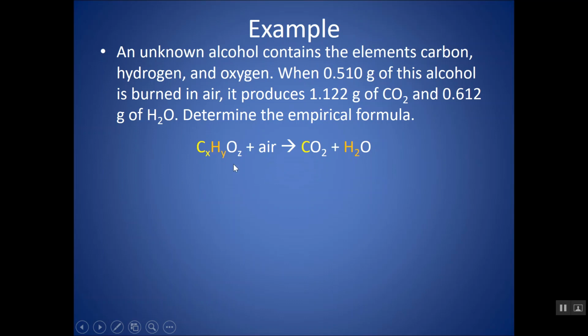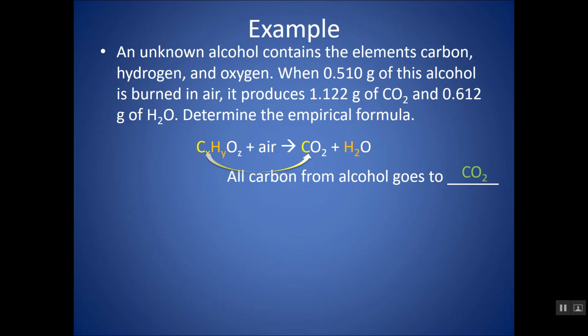If I look at this reaction, all the carbon from the alcohol is ending up in CO2. There are no other products that contain carbon. So I can take this 1.122 grams of CO2 and isolate out just the mass of carbon. And that mass of carbon should be the same mass that I'm starting with in my reactant, based on conservation of mass. Can I do this for any other element?